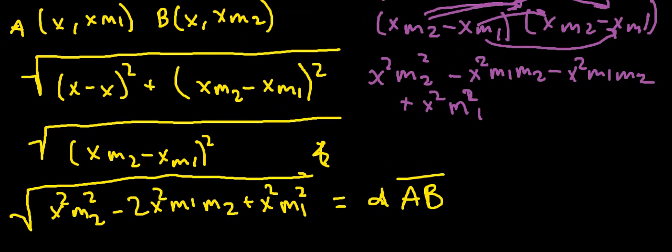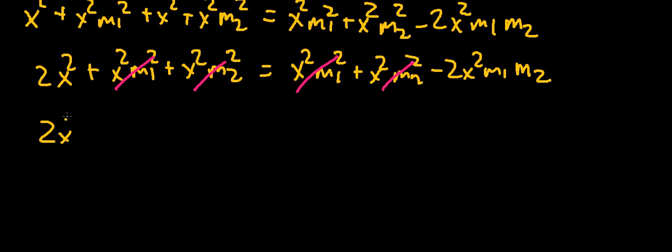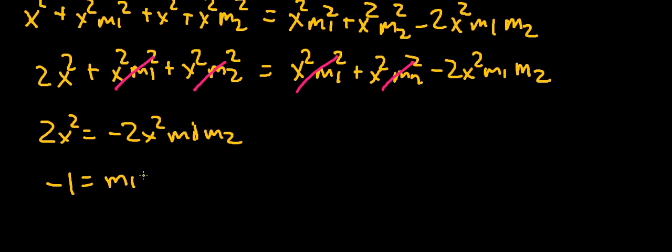That's going to leave us with 2x squared is equal to negative 2x squared m1 m2. And then now we divide by negative 2x squared. So divide by negative 2x squared, that's going to cancel these out and leave them as 1s. So we're going to get negative 1 is equal to m1 m2. And this is our formula.